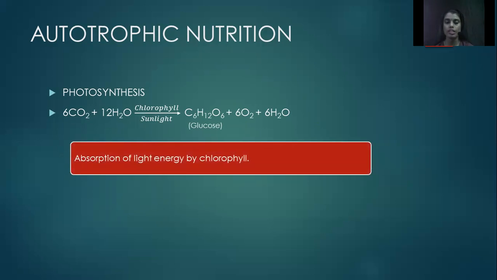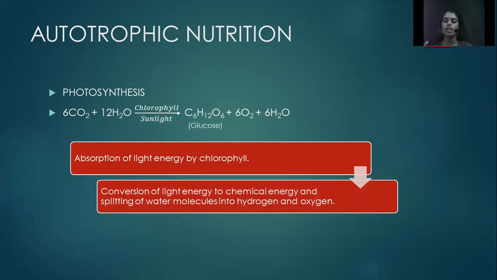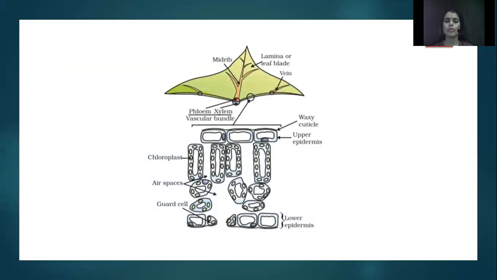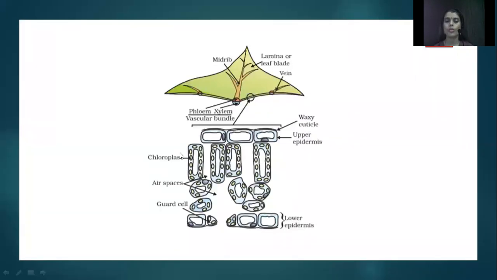Now, what happens in photosynthesis? First, the absorption of light energy. The source of energy is light. The light energy is absorbed by the chlorophyll pigments. Then this light energy is converted into chemical energy, and then splitting of water molecules happens into hydrogen and oxygen. Then using this hydrogen, the reduction of carbon dioxide occurs into carbohydrates. Clear? Now we'll look at the chloroplast, which contains the chlorophylls. This is the transverse section of the leaf, which contains the chloroplast pigments inside the parenchyma tissue. Got it?